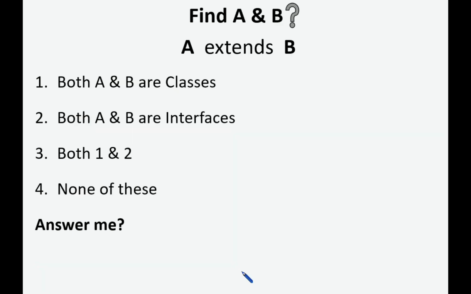Okay, now A extends B. Who is A and who is B? Option 1: both A and B are classes. Option 2: both A and B are interfaces. Option 3: both 1 and 2, that is, both are classes or both may be interfaces. Option 4: none of these. What is the right answer? Yes, both 1 and 2. Whenever we are using the keyword extends, A and B may be classes or may be interfaces.